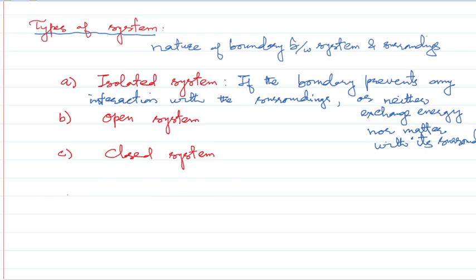Now, an open system is simply one where both matter and energy can pass across the boundary. You can simply take the example of tea kept in a simple cup.